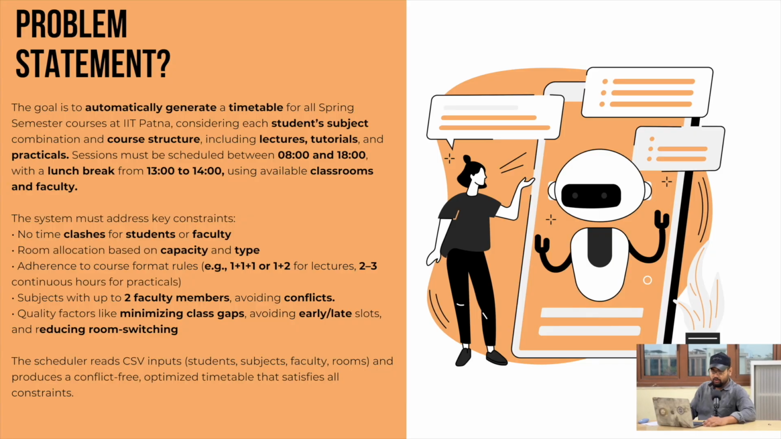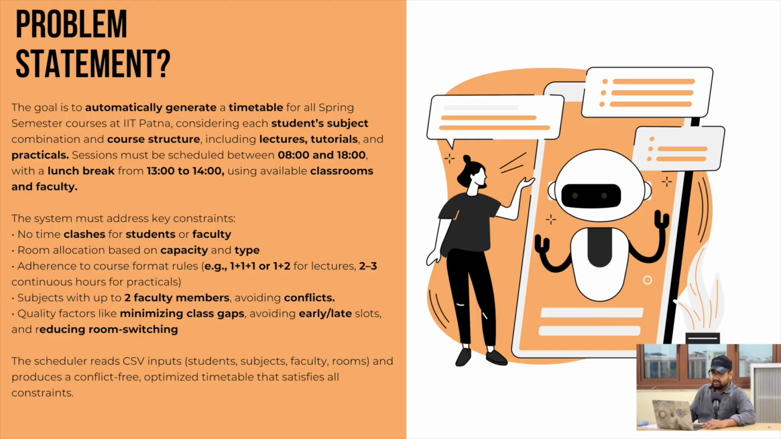In this video, we are going to take this problem statement where the goal is to automatically generate a timetable for all spring semester courses at IIT Patna, considering each student's subject combination and course structure, including lectures, tutorials, and practicals. Sessions must be scheduled between 8 a.m. to 6 p.m. with a lunch break from 1 p.m. to 2 p.m. using available classrooms and faculty.